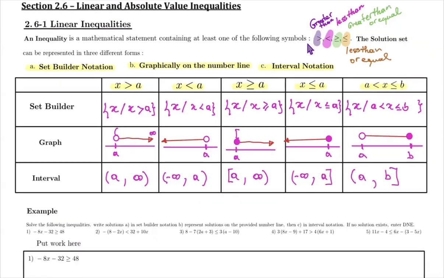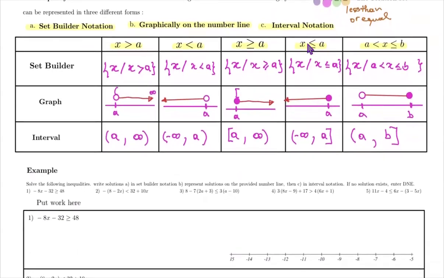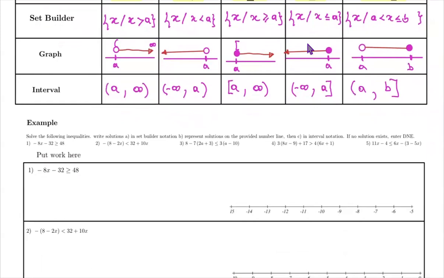Now with that, let's start some examples. In all the examples, we're going to present the solutions in set builder notation, graph, and interval notation. Let's start with this example. We're going to solve the inequality negative 8x minus 32 is greater than or equal to 48.